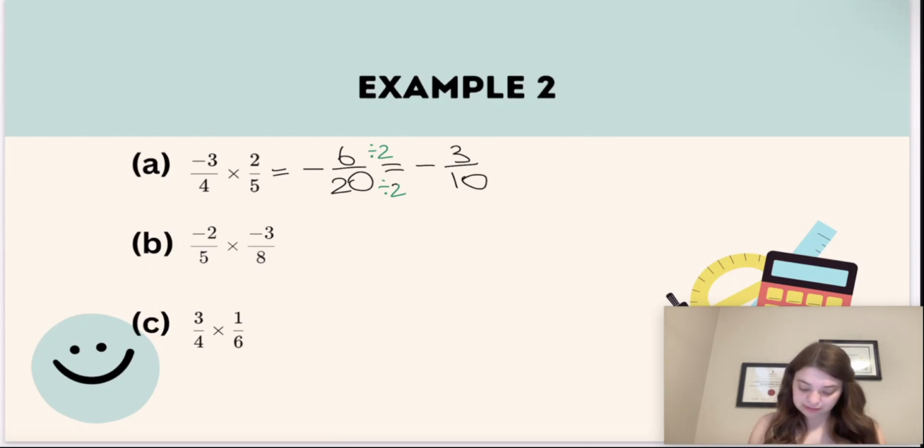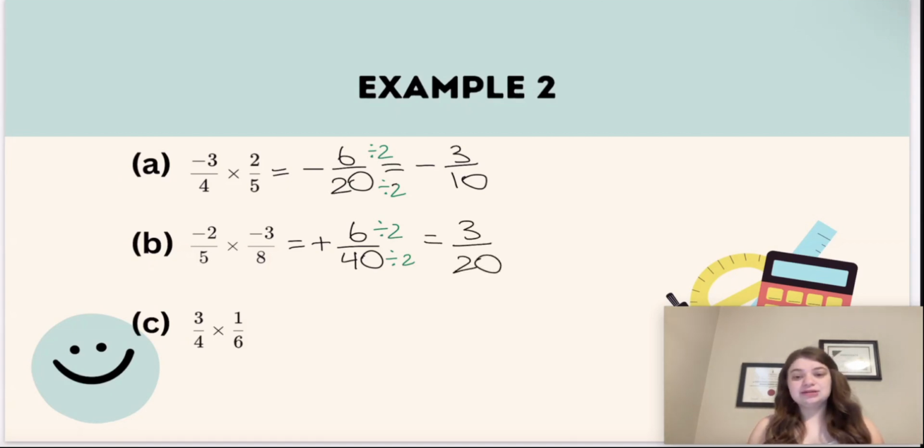Okay, now let's try part B. For part B, I notice we're multiplying two negative numbers together, negative 2/5 and negative 3 over 8. So therefore, we'll get a positive result. 2 times 3 would be 6, and then 5 times 8 is 40. And then if we divide both of these by 2, we can reduce this to 3 over 20. And because 3 is prime and cannot go into 20 evenly, that tells us that this is the final answer, 3 over 20.